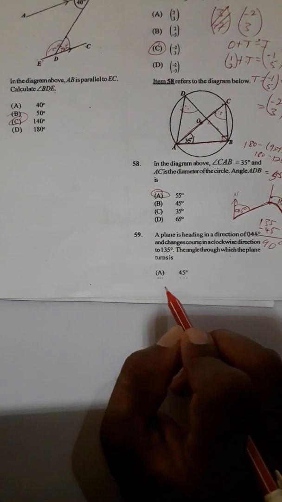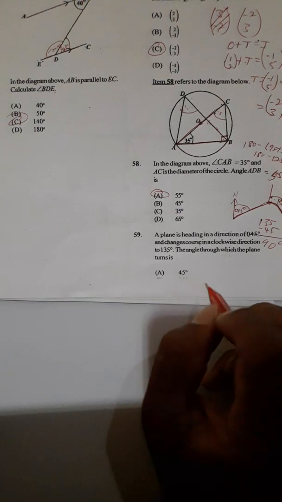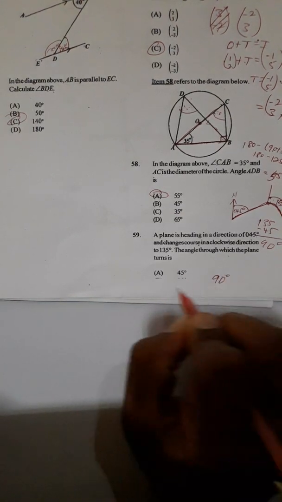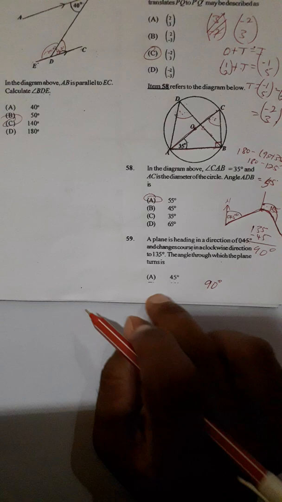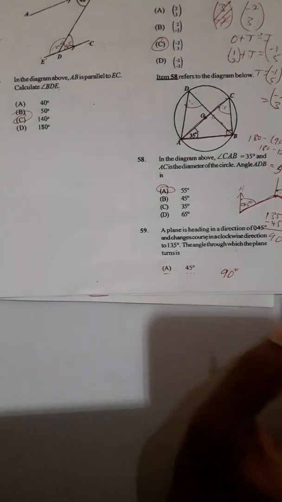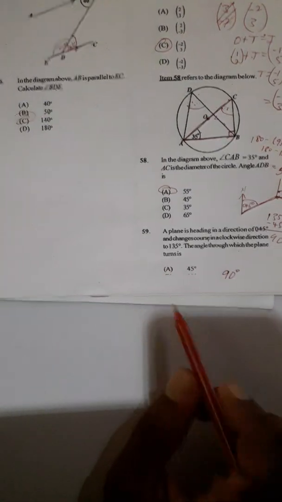Since the answer is not printed clearly, the answer here is 90 degrees, right? Alright, so if you have the paper, you'll see which answer matches 90. You should have it there. The first one is 40.